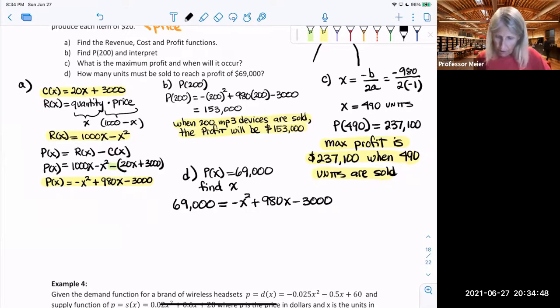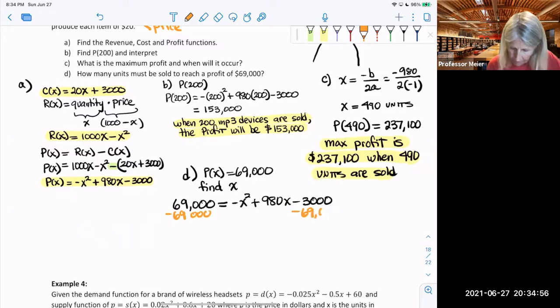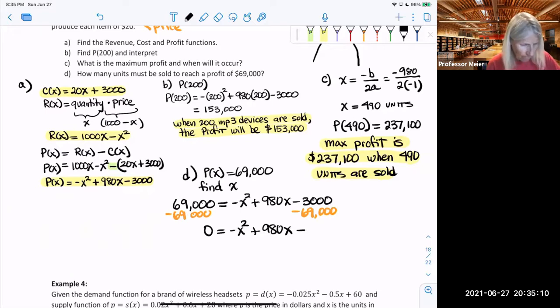So let's get this equal to 0, and then we will use our calculator. Let's move 69,000 over to the other side, or if you like, move everything over with the 69,000, either way. So I get 0 equals negative x squared plus 980x, and then this is going to be minus what, 72,000? Yeah, 72,000.